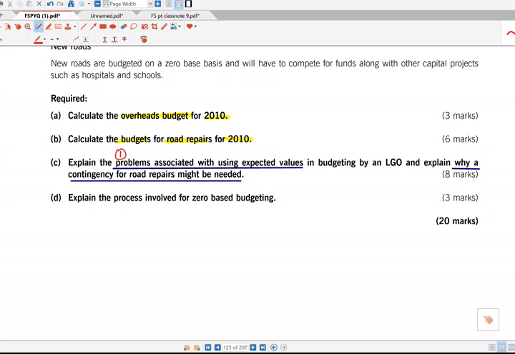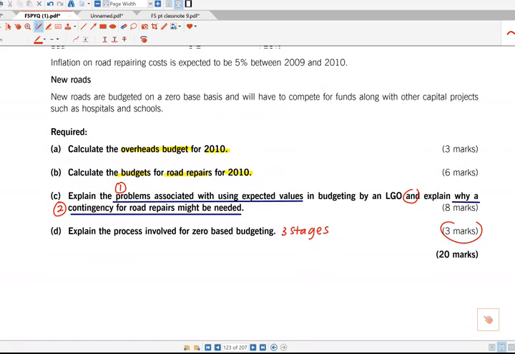So there are how many requirements? There are 2. Yes or no? Because that means number 1 and number 2. Explain the process involved in ZBB. How many stages? 3 stages. How many marks? 3 marks. So 1 mark given for each, as we did explain already, right? Yes. So I will skip this one, because I already gave you the introduction earlier. So now, let's take a look at the question.